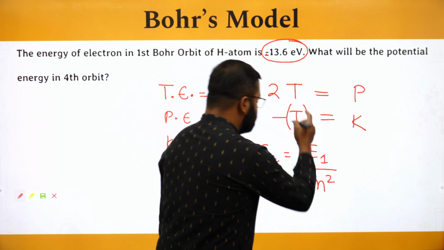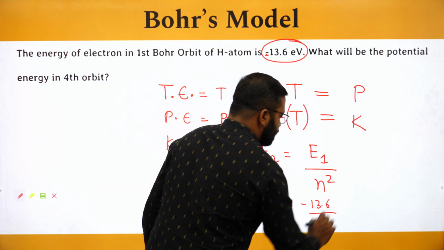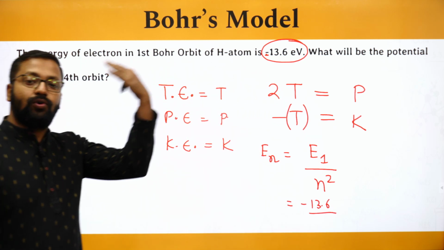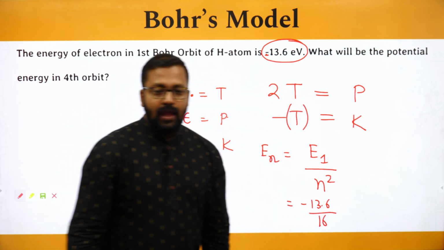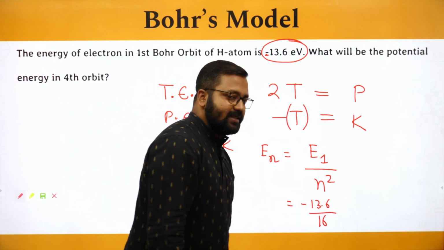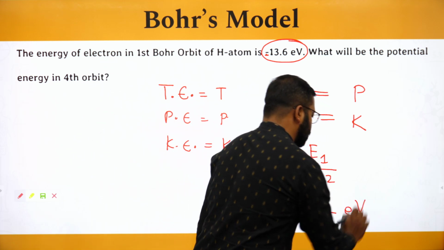So what is the energy given over here? Minus 13.6. And for the fourth energy level, fourth orbit, that will be 4 square, that is 16. So what will be the value? 13.6 by 16 will be equal to what value? This is in terms of electron volts.